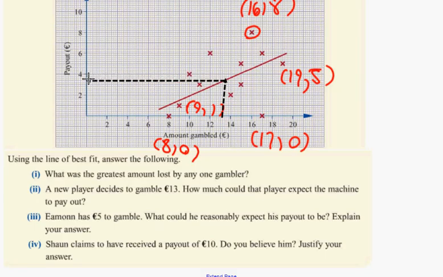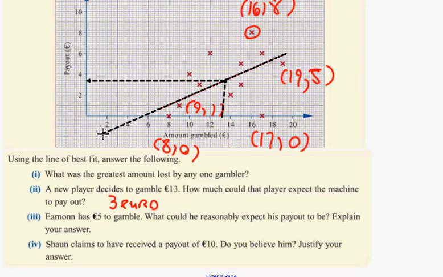Eamon has 5 euro to gamble. What could he reasonably expect his payout to be? He has 5 euro to gamble. So 5 euro, now that's an odd question because the line of best fit only goes back to 6 euro. You'd argue that he's going to get 0, nothing back.